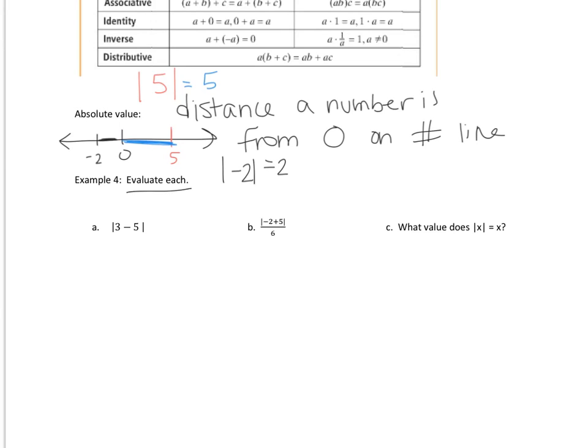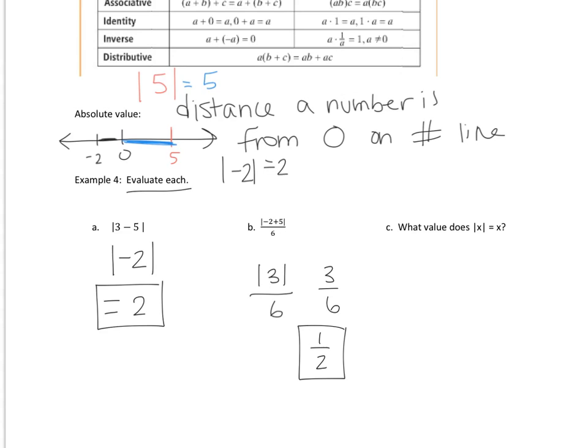So evaluate each. So first I'm going to do the inside, 3 minus 5. 3 minus 5 is negative 2. So the absolute value of negative 2 is 2, because it's 2 units away from 0 on the number line. The second one, I'm going to do the numerator first. So negative 2 plus 5 is 3. The absolute value of 3 is 3. So I have 3/6. I'm going to simplify that to 1/2. If the problem starts as a fraction, answer as a fraction. If it starts as a decimal, answer as a decimal. That's kind of the rule of thumb I play by.